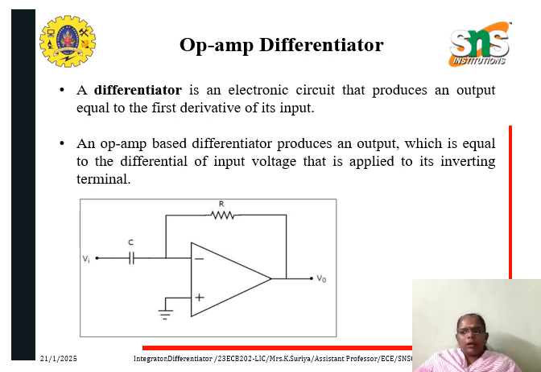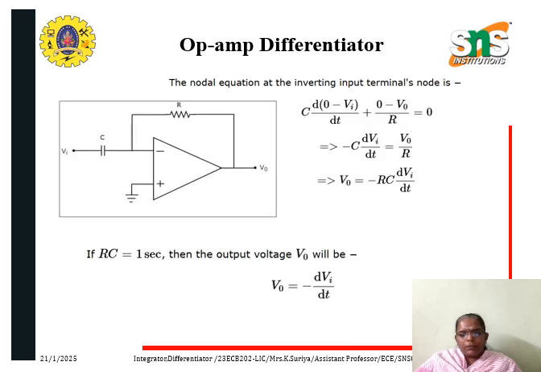That means that 0 volts is applied to the non-inverting input terminal. According to the virtual short concept, the voltage at the inverting input terminal of the op-amp will also be equal to 0, that is the voltage at the non-inverting input terminal. So we proceed as follows. We write the nodal equation at the inverting input terminal. So we'll be getting C into d(0 minus Vi) by dt plus (0 minus V naught) by R is equal to 0, which implies minus C into dVi by dt is equal to V naught by R.